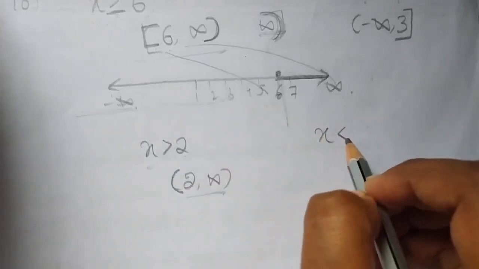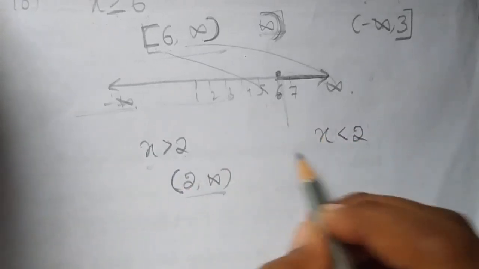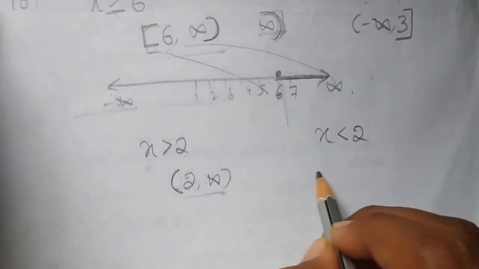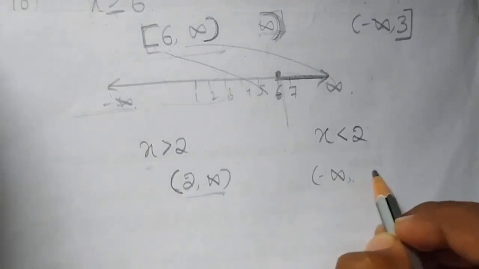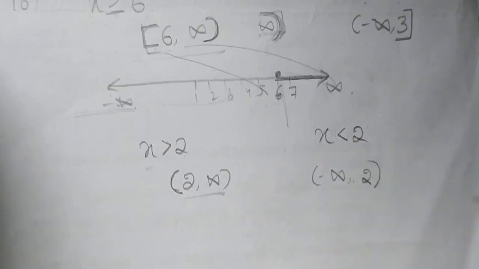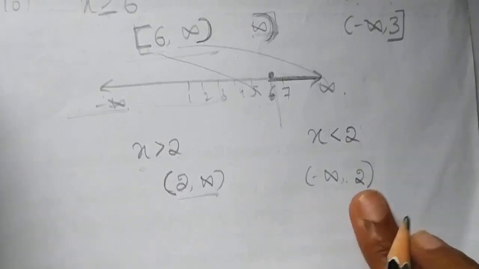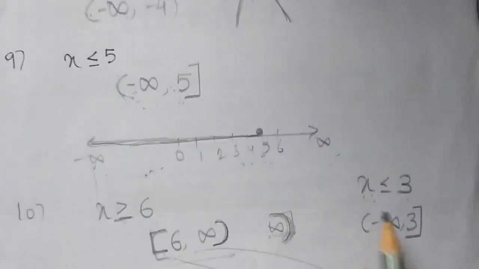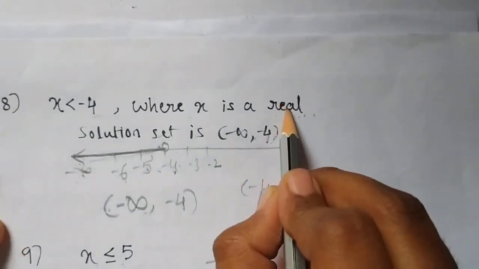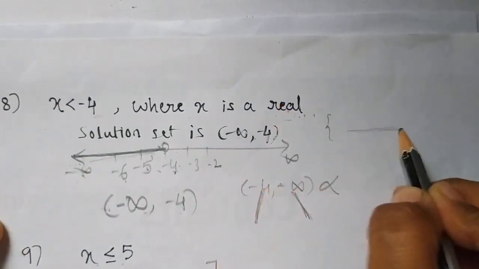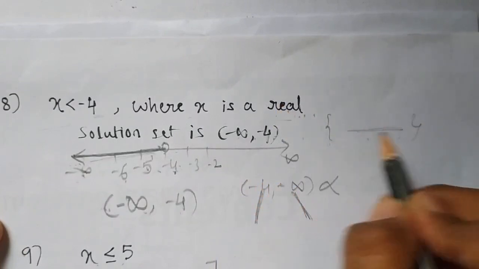If you have the inequality x less than 2, all the real values less than 2. Less than 2 means we start from minus infinity, from minus infinity up to 2, 2 is not included. This is the solution set for this inequality. In this way we write the solution set. Now remember that we write the intervals only in case of real numbers. And for natural and integer values, we write the elements separated by commas within the flower brackets.